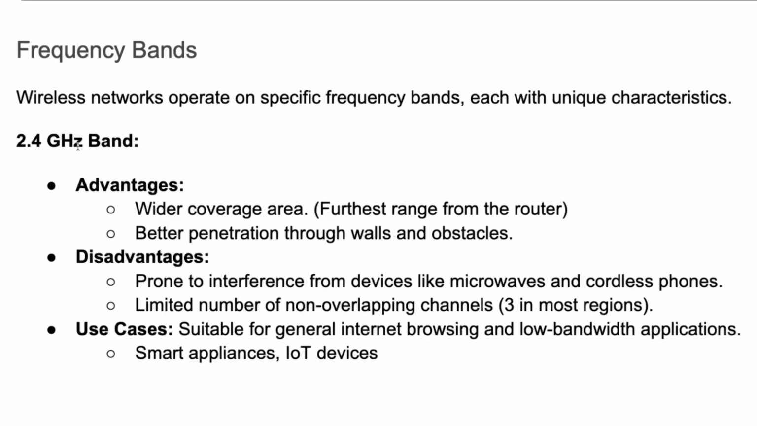Frequency bands are the main measuring stick or signal gauge when we're talking about the strength of a Wi-Fi connection, as well as how far we can be from the router and still get a connection. The lowest in this series is the 2.4 gigahertz, which has the widest area of coverage, meaning you can be the furthest from the router and still get a connection. That being said, it's not going to have the fastest speed.